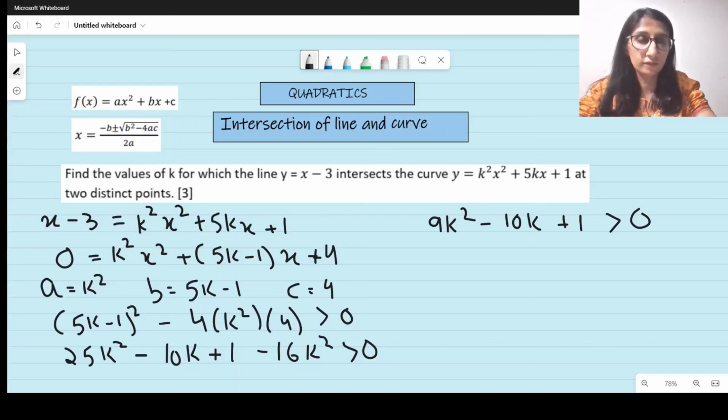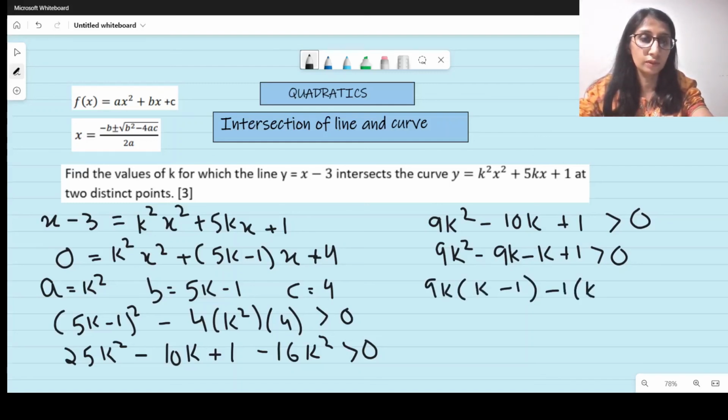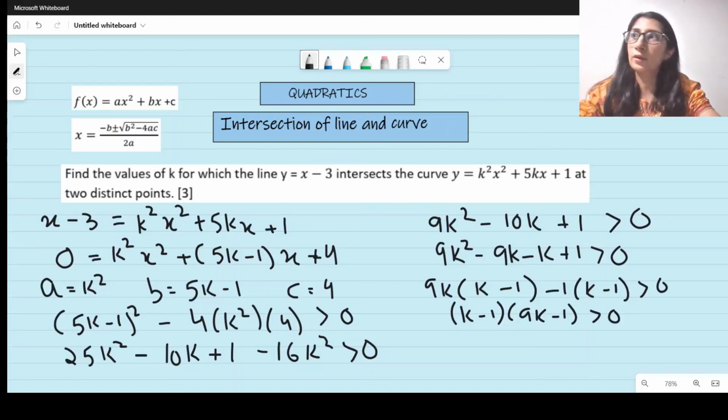Okay, now we'll solve this using factorization. So 9k² − 9k − k + 1 > 0. 9k is common, (k − 1), and then −1 is common, (k − 1) is greater than 0. So (k − 1)(9k − 1) > 0. For now, ignore the inequality and treat it like an equality. So if this is equal to 0, our answer would be k = 1 and k = 1/9. However, the answer is greater than 0.